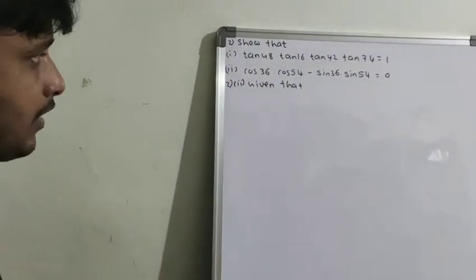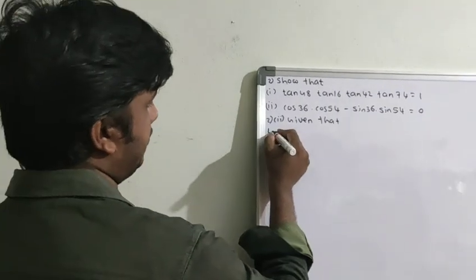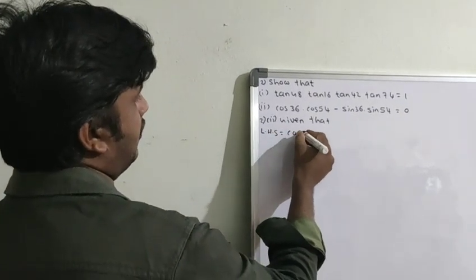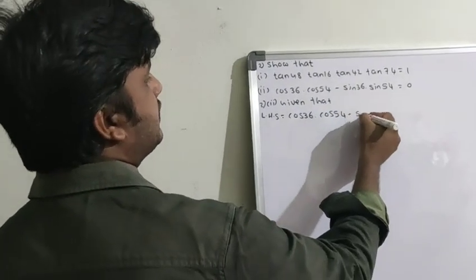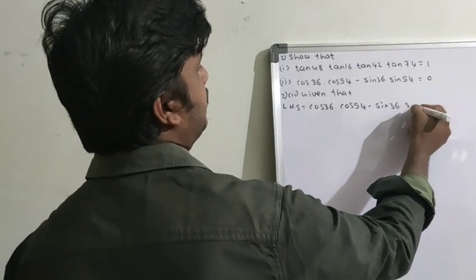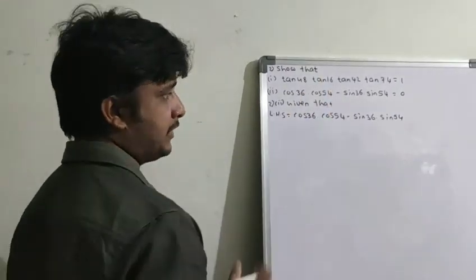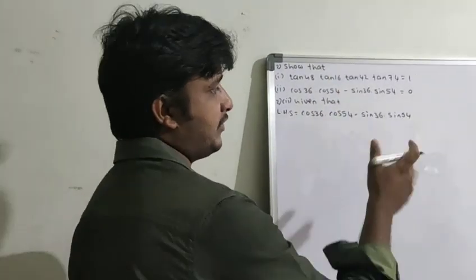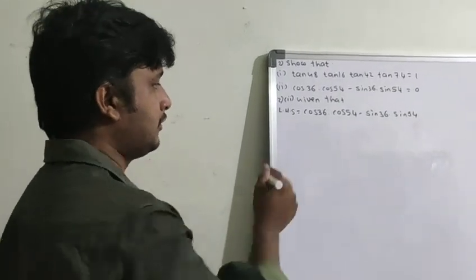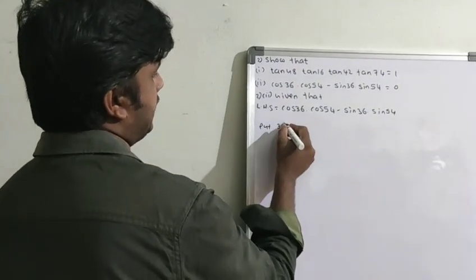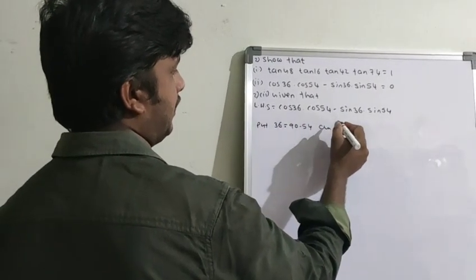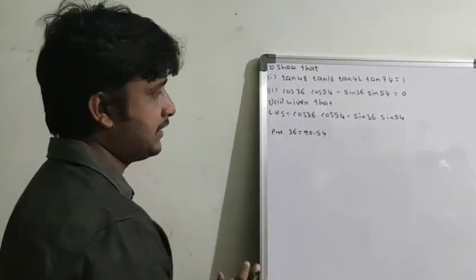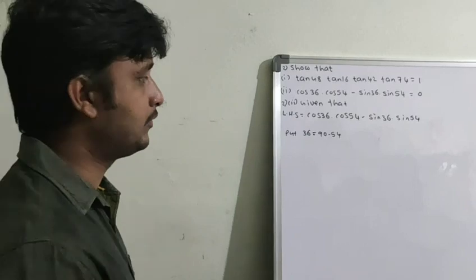Second bit. So given that, I'm taking the left hand side as usual, cos 36 into cos 54 minus sin 36 into sin 54. Here we don't need to worry because 36 and 54 are complementary, because 36 plus 54 is 90. So simply directly change the thing. So put 36 you can write as 90 minus 54. That's it. Wherever 36, we have to put 36 equal 90 minus 54.